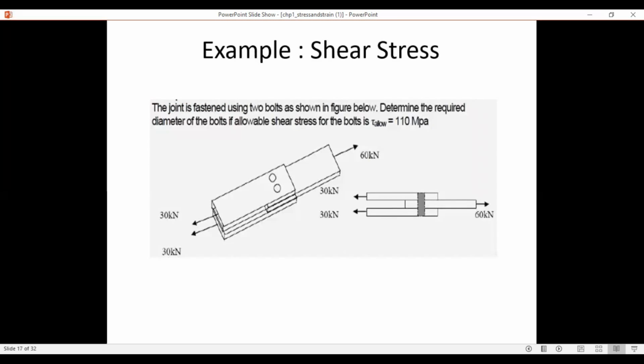Example number one. The joint is fastened using two bolts as shown in the figure below. Determine the required diameter of the bolts if the allowable shear stress for the bolts is 110 megapascal. The question is asking for the required diameter of the bolts. Let's analyze the diagram. As you've seen, there are two bolts. At the right side, it shows 60 kilonewton and the left side has two bars which show 30 kilonewton respectively.